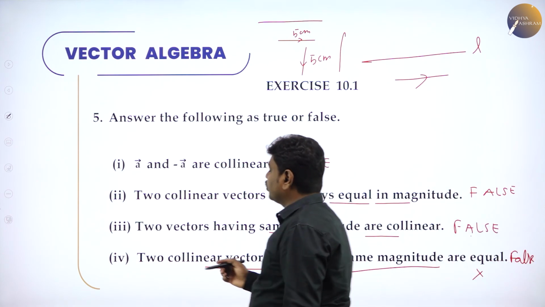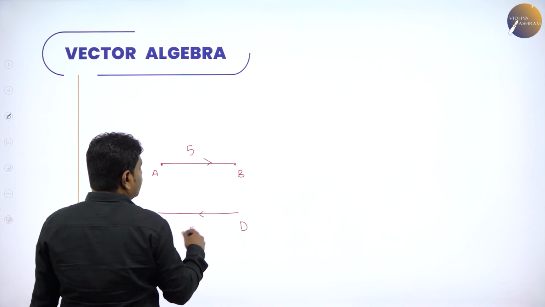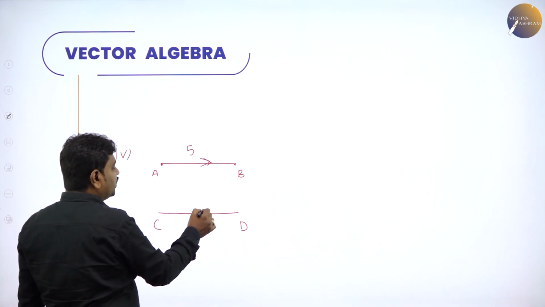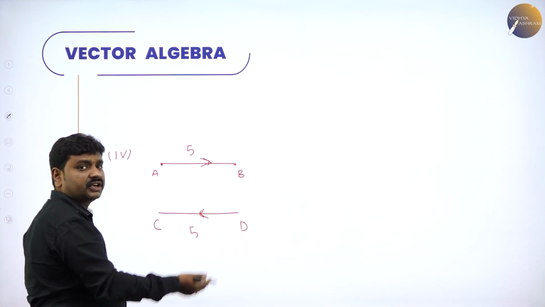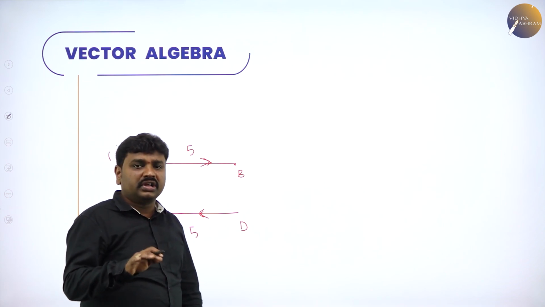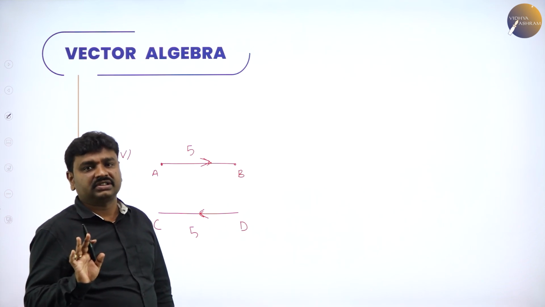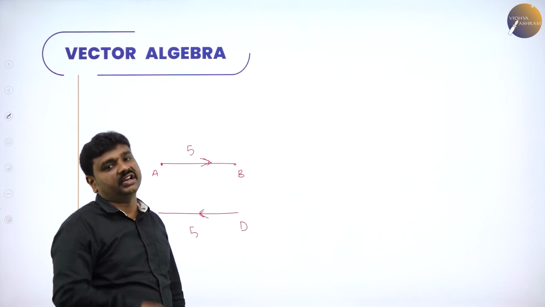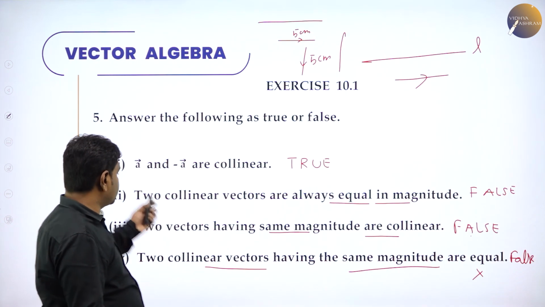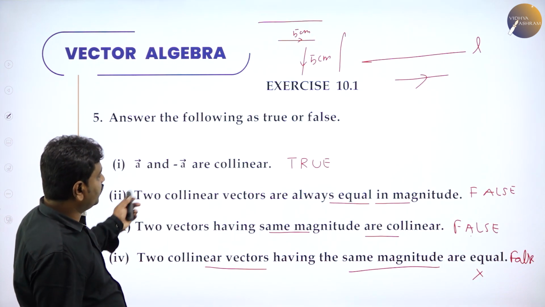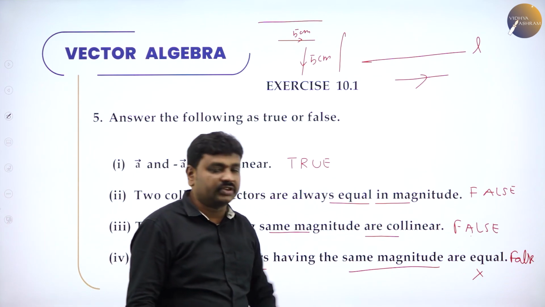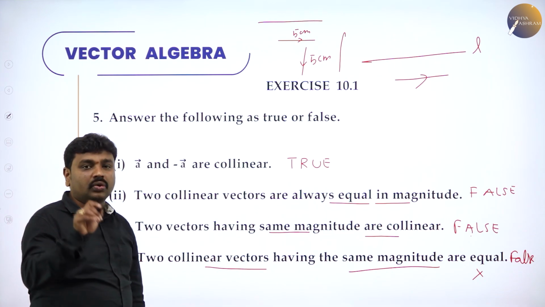They are collinear. So I showed the diagram. They are collinear, but they are not equal because their directions are different. Magnitudes are the same, directions are different, but collinear. All collinear vectors need not be equal vectors. All equal vectors are collinear. So four statements: the first one is true, the second one is false, the third one is false, and the fourth one is false. To answer this, first you should know what are collinear vectors.